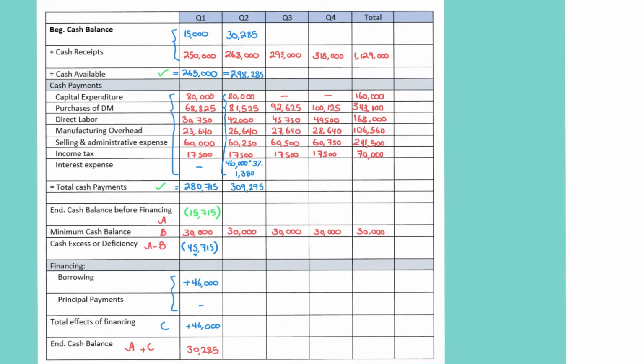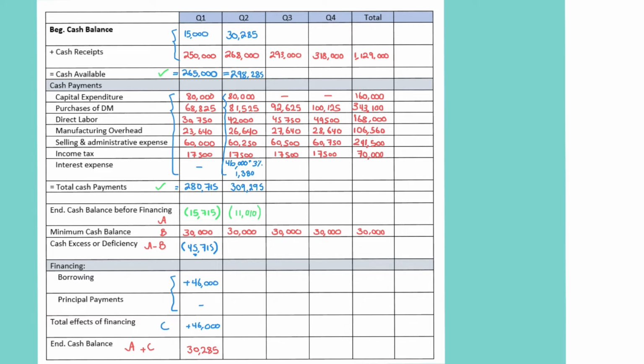Now, ending cash before financing is cash available less total cash payments. So 298,285 less 309,295, we're going to get a negative number, because my payments are greater than my cash available. Negative 11,010.